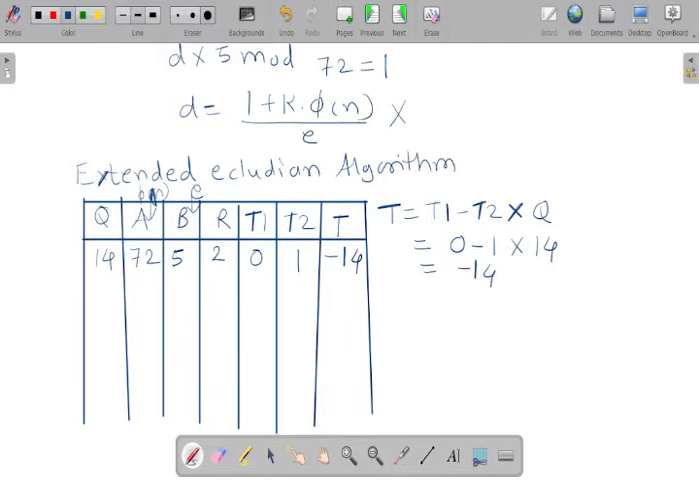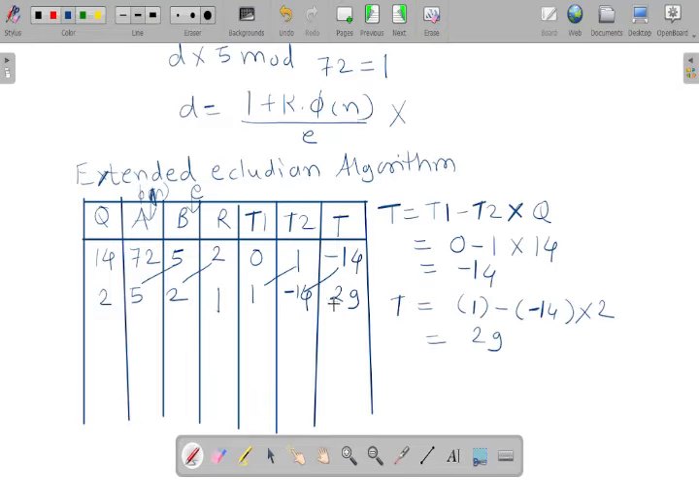Now you have to shift these values as they are: 5, then 2, then you are shifting here 1 and minus 14. Then again you have to calculate 5 divided by 2, the quotient is 2 and the remainder is 1. Now you have to calculate the value of T is equal to T1 minus T2 into quotient. So our T1 is 1, our T2 is minus 14 and our quotient is 2. After getting these values, you will get T is equal to 29. So I am putting the value 29 here in the T block.